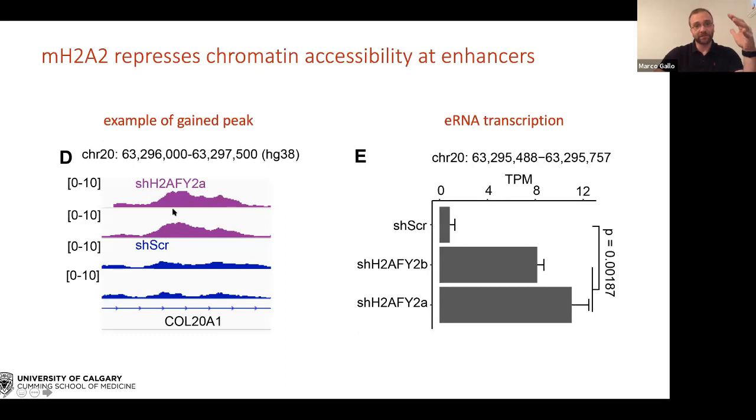We tested to see if this was a real enhancer by looking at whether there was expression of enhancer RNA from this locus, and we actually found that when we knock down macroH2A2, this intronic region that becomes accessible expresses much higher levels of this eRNA than the control cell. So it looks like the enhancer is actually getting activated.